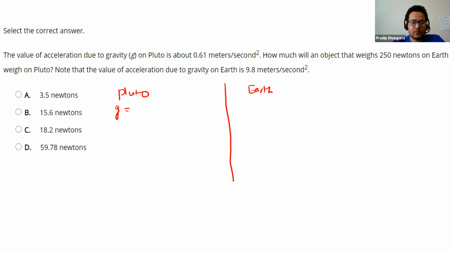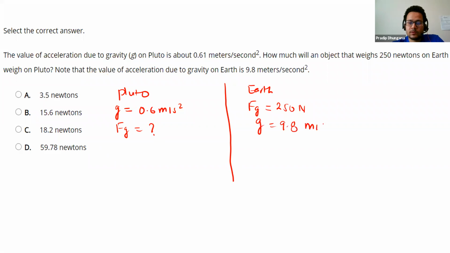Let's write this information here. On Pluto, the acceleration of gravity is 0.61 meters per second squared. The object's weight is 250 newtons on Earth. We have to calculate how much that object weighs on Pluto, so Fg is equal to what? This is the question mark. The acceleration due to gravity on Earth is 9.8 meters per second squared. These are the pieces of information we know right now.